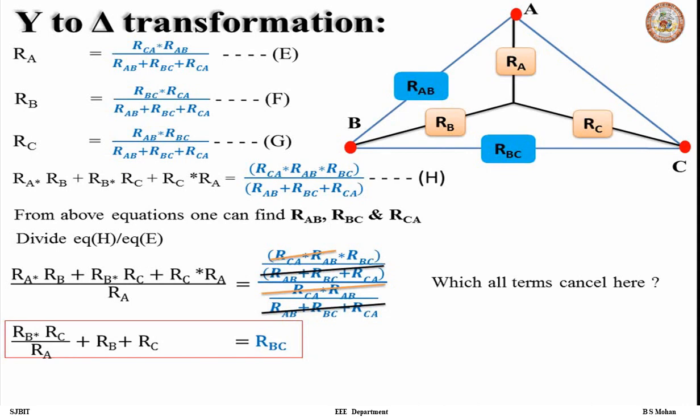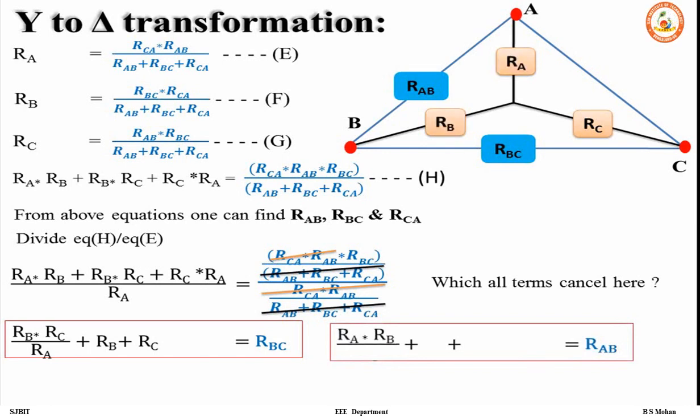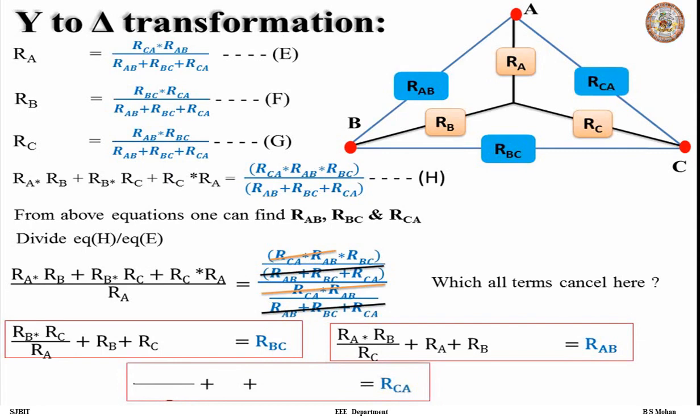Similarly, let us now write the equation for RAB. Now, RAB is in contact with which two star elements? That is RA and RB. So product of those two plus their summation, and we have to divide by only the one which is perpendicular, that is RC. Similarly, how do we write for RCA? Which two are in contact with RCA? RA and RC. So product of those two plus their summation, divided by the one which appears perpendicular, RB.